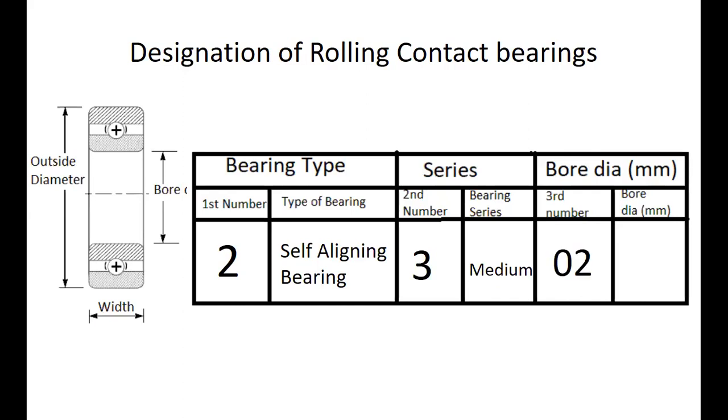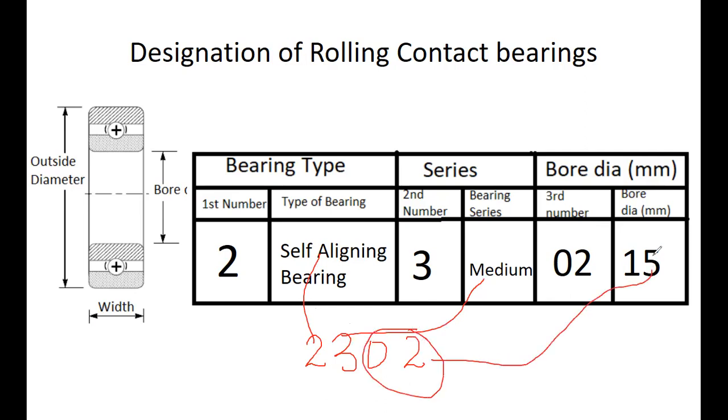If it is 02, then the bore diameter is going to be 15 mm, because 00 is 10 mm, 01 is 12 mm, and 02 is 15 mm. So guys, if someone asks you in the exam what is the meaning of 2302, then you should be able to give the answer that 2 indicates a self-aligning bearing, 3 indicates a medium series, and 02 indicates that it has a bore diameter of 15 mm.